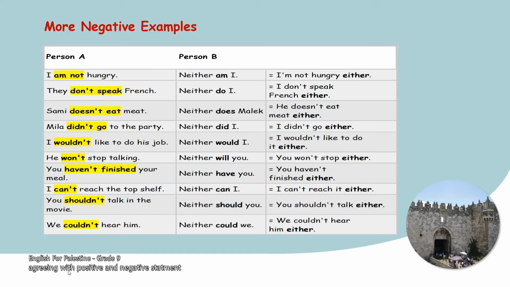Let's start. I am not hungry. I can say neither am I, or I can say I am not hungry either. Both are correct. Number 2, they don't speak French. Neither do I, or I don't speak French either. Number 3, Sammy doesn't eat meat. Neither does Malik, or he doesn't eat meat either.